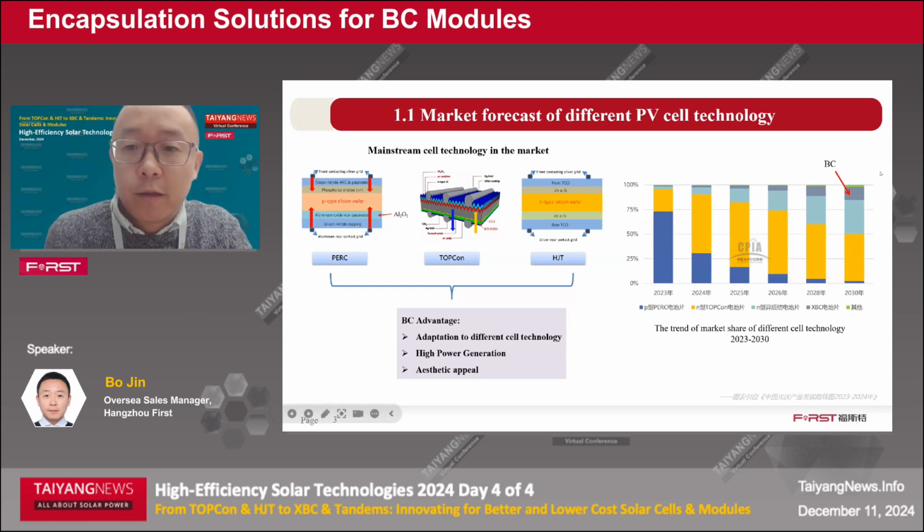So on the right part here, you can see the trend of the market share for different cell technology. And the gray part here, this is the BC cell, and this is from the association in China, and the expectation for BC is also increasing in the coming years.